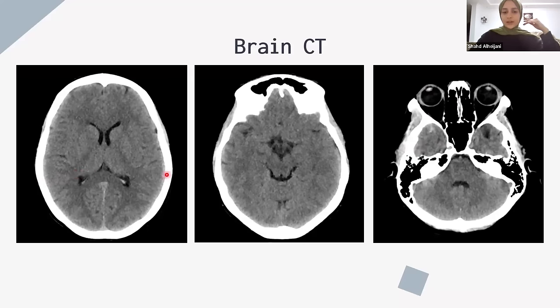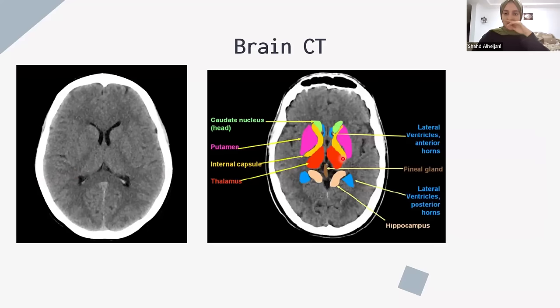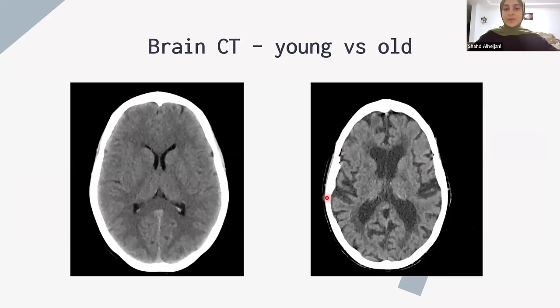And here I added an image with the different structures. So here you see the internal capsule, the caudate nucleus, the putamen, everything. This is all left for neuro. We won't talk about it for now. Just focus on the radiology aspects. But you can look at those if you want to know more about the radiology.